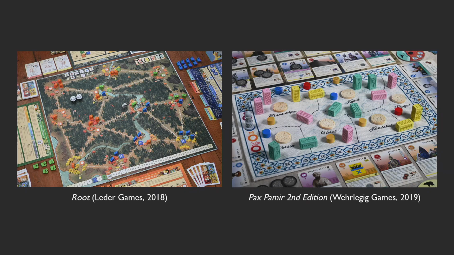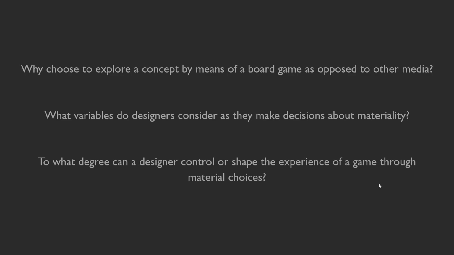So we will be talking about 3 games that he designed that you see on the table, and we are basically asking questions about the materiality of these games through 3 major questions. Why choose to explore a concept, an idea, a narrative, a story, a historical moment by means of a board game as opposed to other media? What variables do designers consider as they make decisions about materiality? And to what degree can a designer control or shape the experience of a game through material choices?